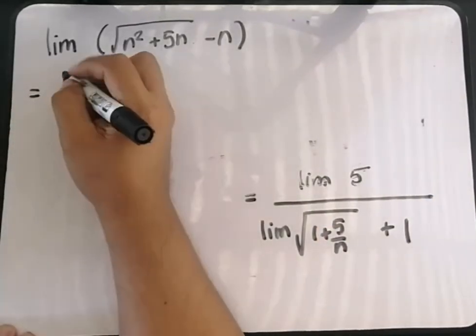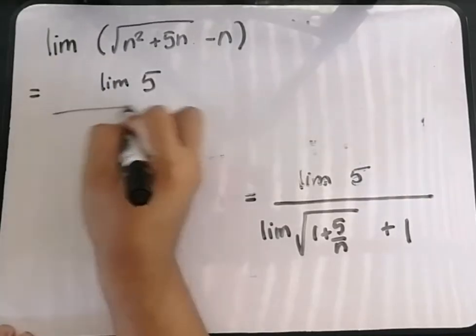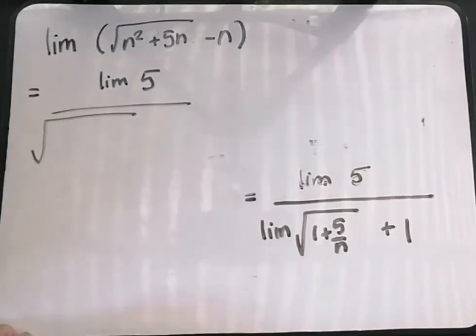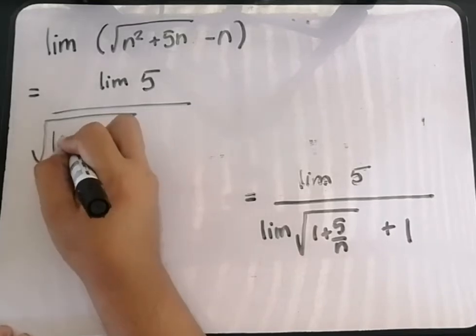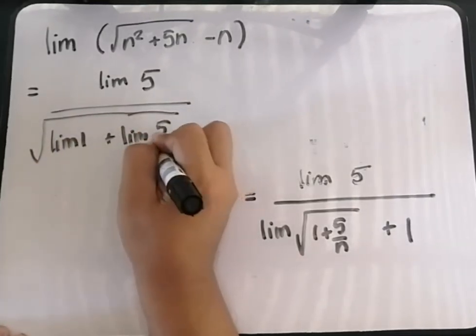And then, ipasok lang natin yung limit. We have the limit of 5 over the square root of the limit of 1 plus the limit of 5 over n.